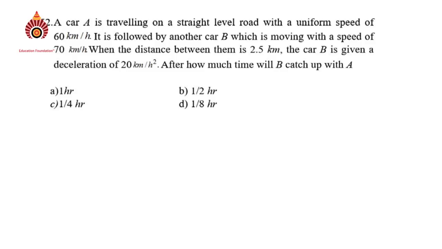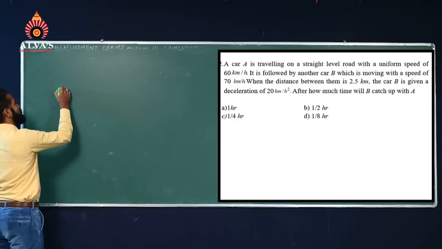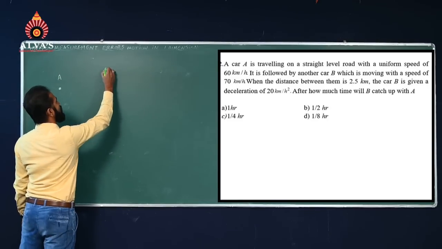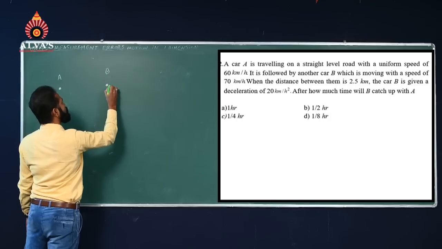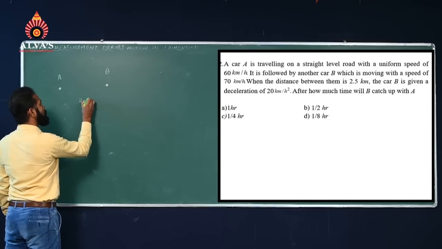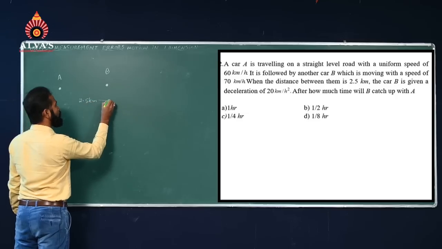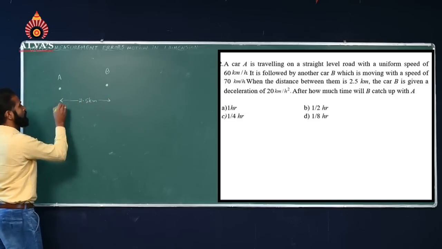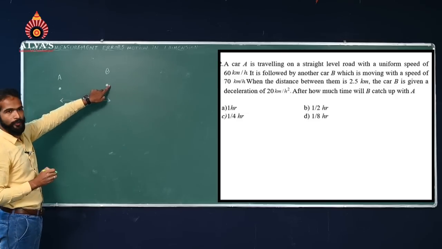After how much time will B catch up with A? Let us picturize the problem. There is car A and here we have car B. Both are traveling in the same direction, and when the distance between them becomes 2.5 km, B is given a deceleration. That means it is going to slow down.